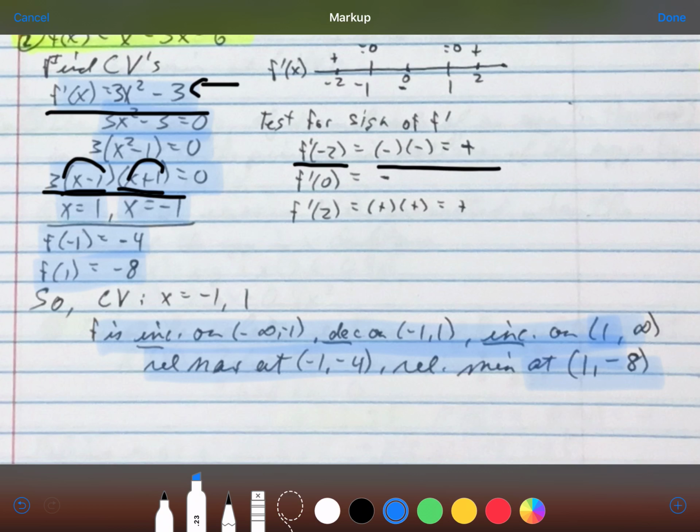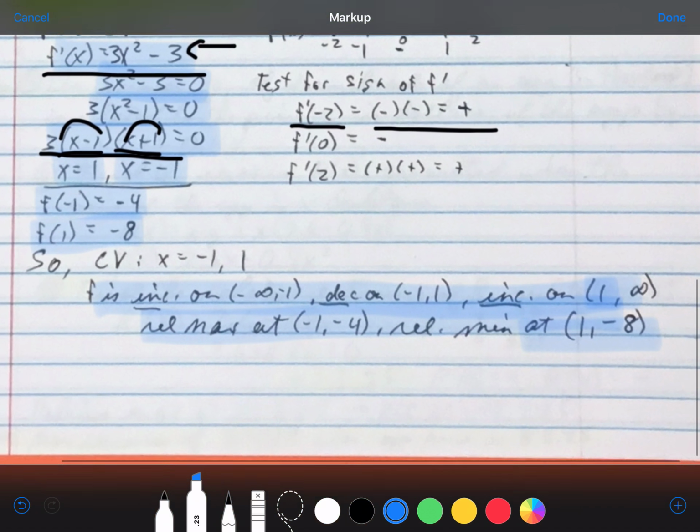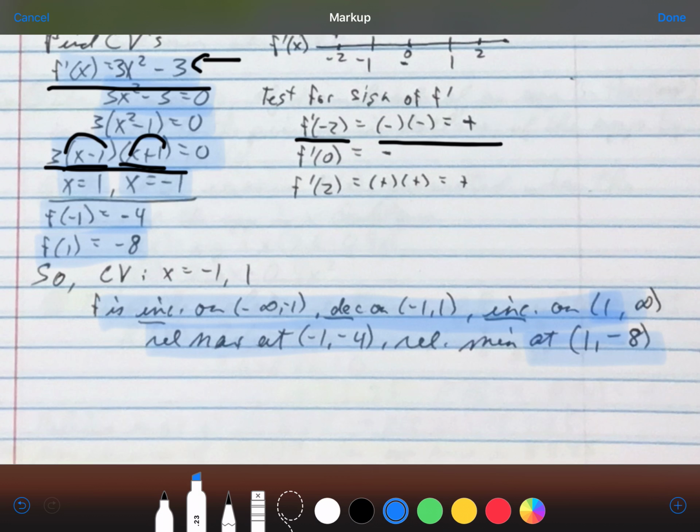So be careful of the language that's used, the way the question's asked. Be careful in MyMathLab. If they ask you for the point, put in the coordinates of the point. If they just ask you for the critical number, the critical value, you're putting in the x-coordinate.